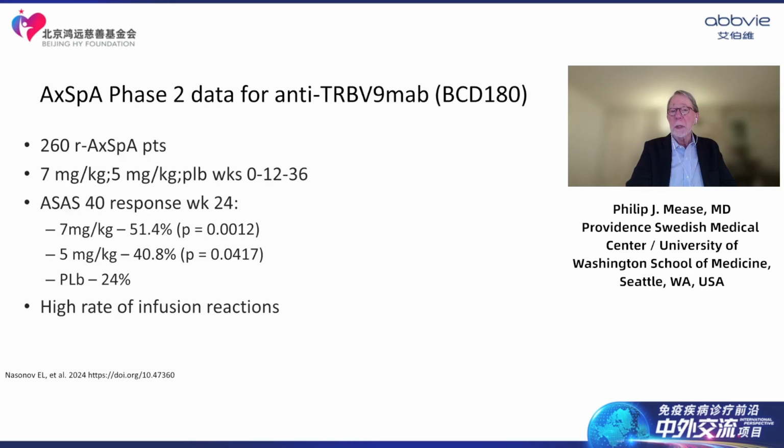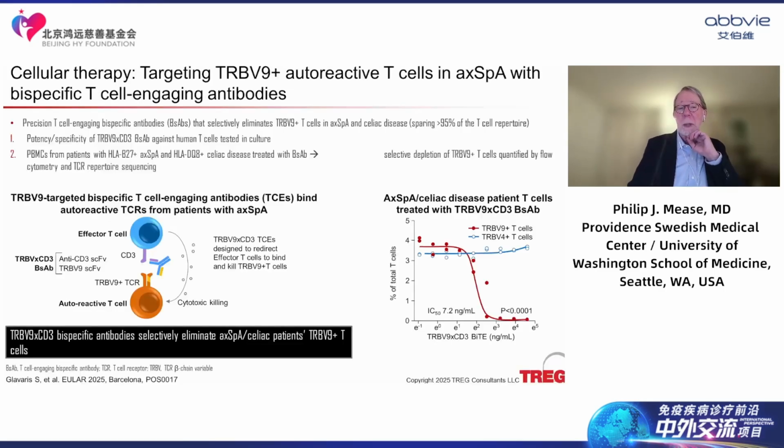And depletion of those with a monoclonal antibody, an experiment done in Russia and recently published, shows an effectiveness of this monoclonal antibody, yielding good ASAS40 responses. There's a T cell engager that is in development for this particular target, which we're going to see future studies with. So we may see cell therapy in these predominantly T cell as opposed to B cell driven diseases.